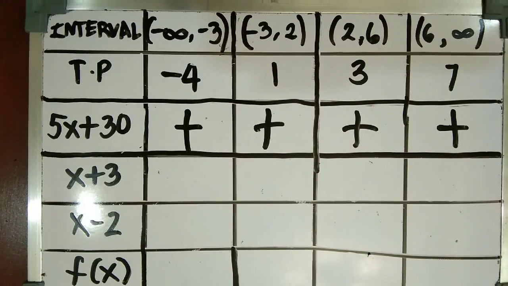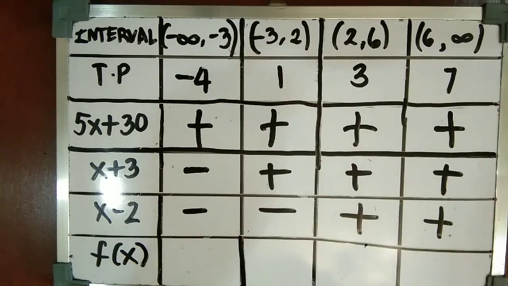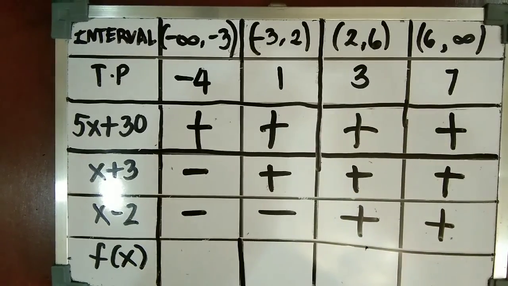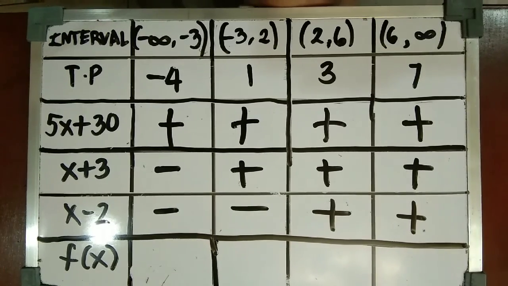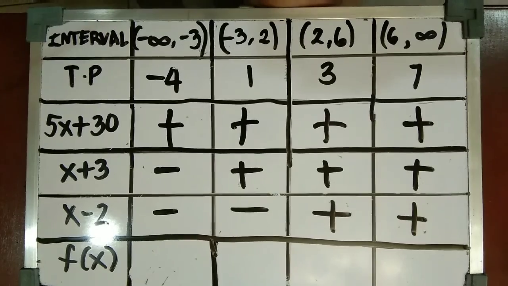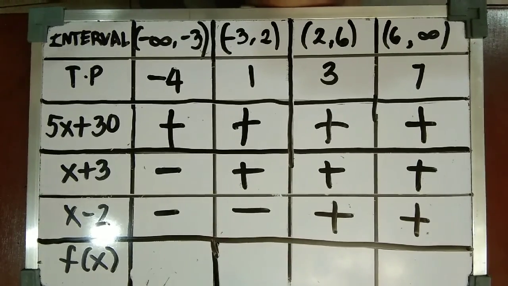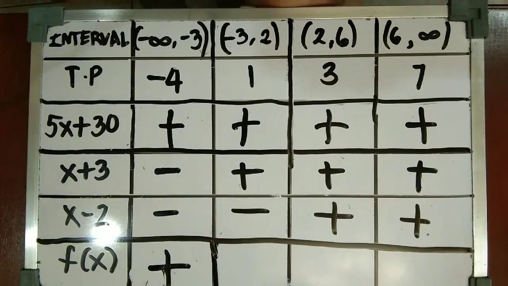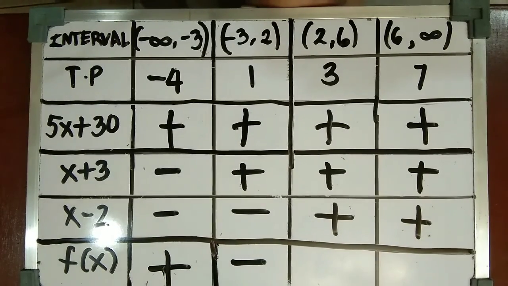Repeat the steps to get the signs for the denominator. For f of x, divide the signs of the numerator and the denominator. Negative divided by negative is positive. Positive divided by negative is negative. Positive divided by positive is positive. Divided by negative, it will be negative. Since it's all positive, it will be positive.